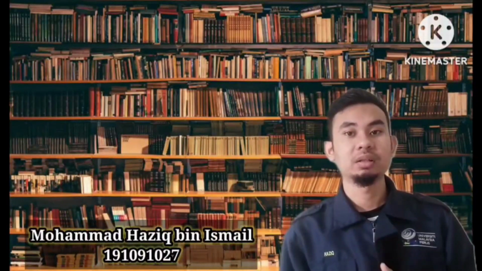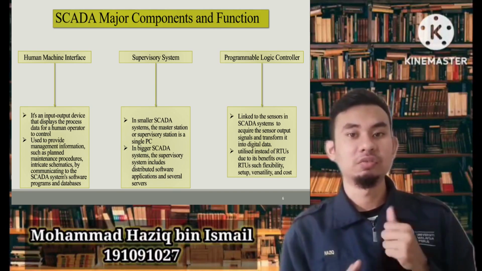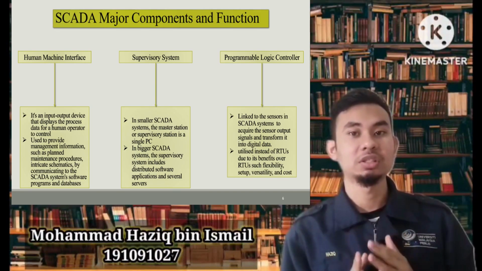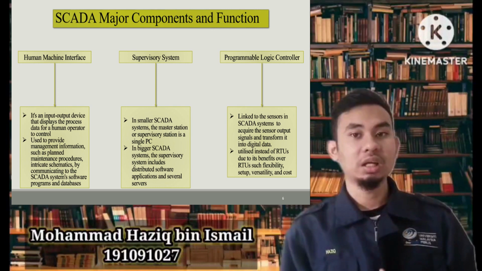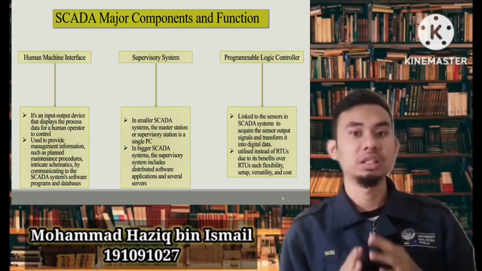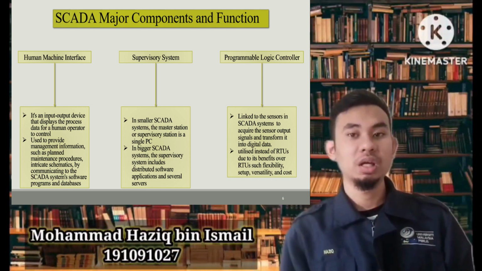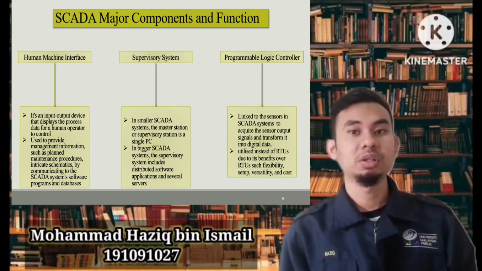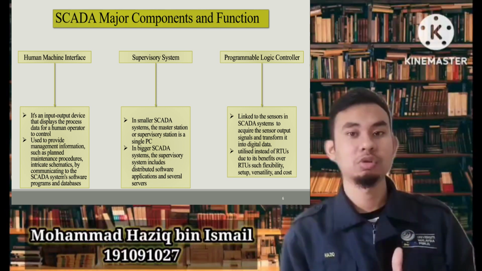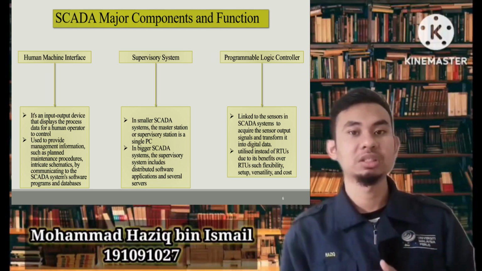We go to the next part, which is SCADA major components and its function. The first one is human-machine interface. It's an input-output device that displays the process data for a human operator to control. It is used to provide management information such as plant maintenance procedures, intricate schematics, logistical data, trends, and also diagnostic data by communicating to the SCADA system software, program, and database.